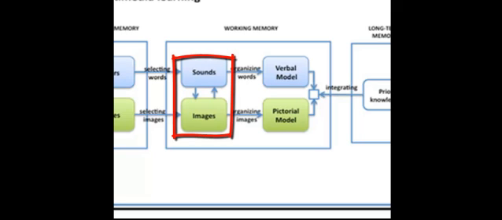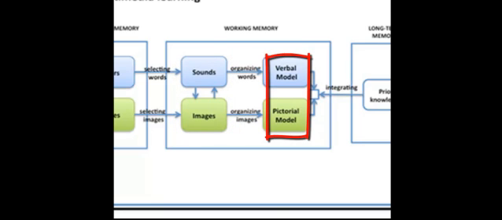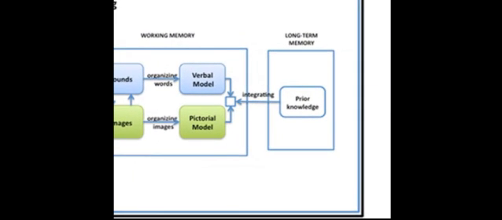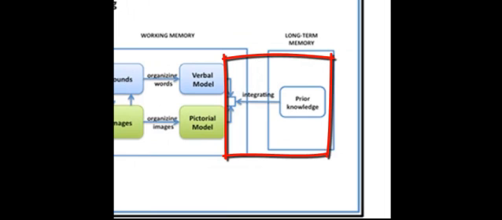Once the sounds in the working memory have been established, then it organizes the words into a verbal model. If the images are used, then the working memory organizes the images into a pictorial model. Together, these will form long-term memory. Here, prior knowledge is integrated.